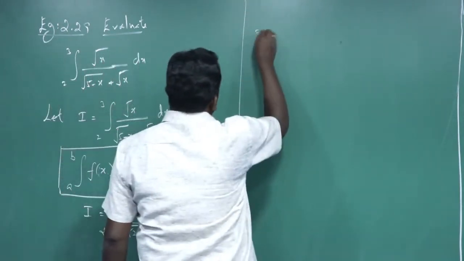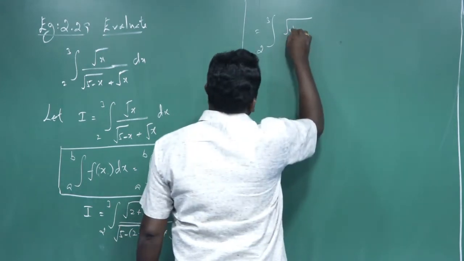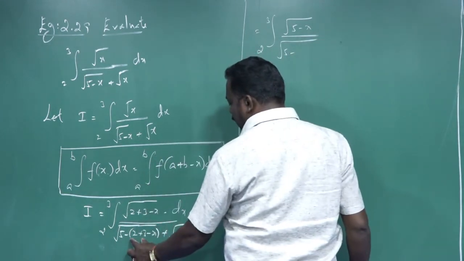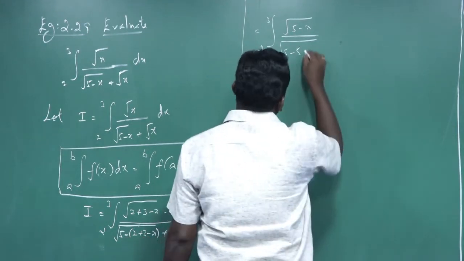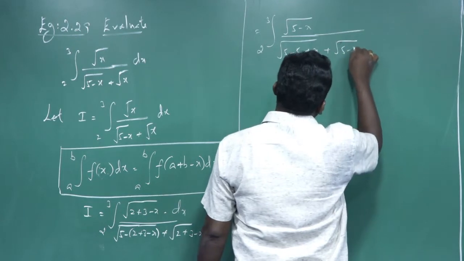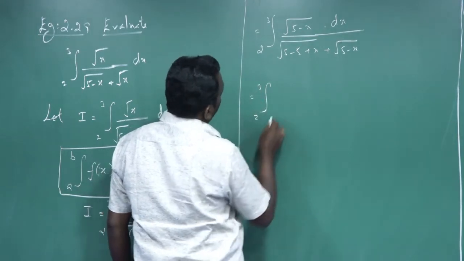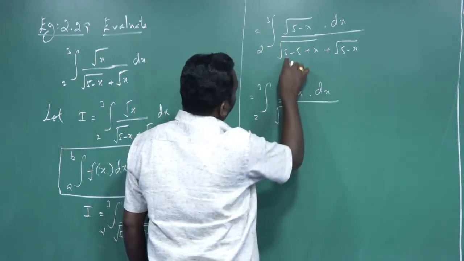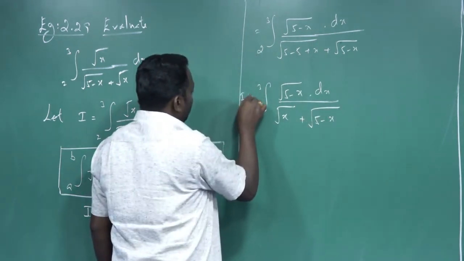Therefore it is equal to the integration from 2 to 3 of the square root of 5 minus x, divided by the square root of 5 minus, and within the bracket, 5 minus x, minus times plus gives minus 5, then minus times minus gives plus x, and then plus the square root of 5 minus x, dx. That is equal to the integral from 2 to 3 of the square root of 5 minus x dx, divided by the square root of, the 5s are cancelled, remaining x, plus the square root of 5 minus x.